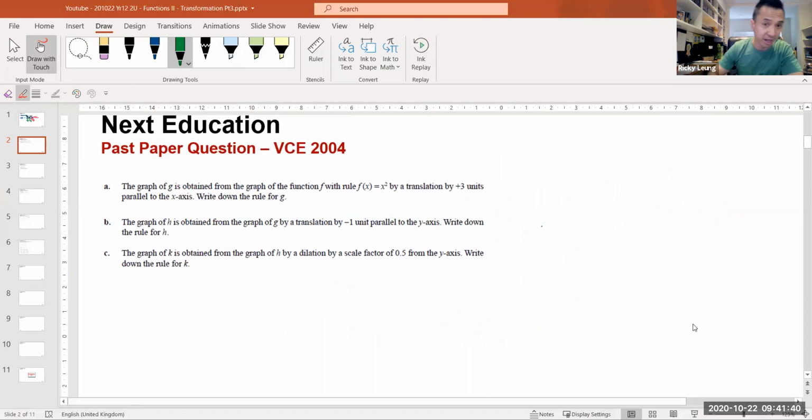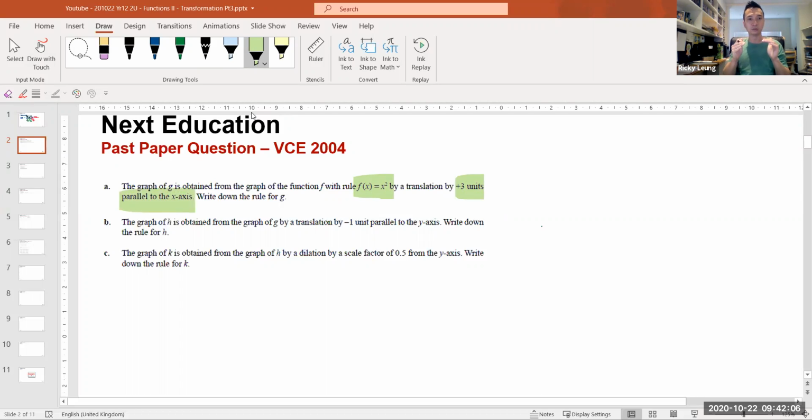So there's three parts to it, but a very simple question to begin with. So we have the graph. Let's highlight the things that are important. The graph G is obtained from the graph of the function f with rule, that's the graph, by translation by 3 units parallel. There's a new language, right?